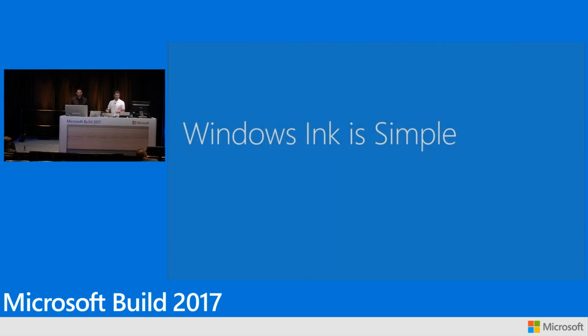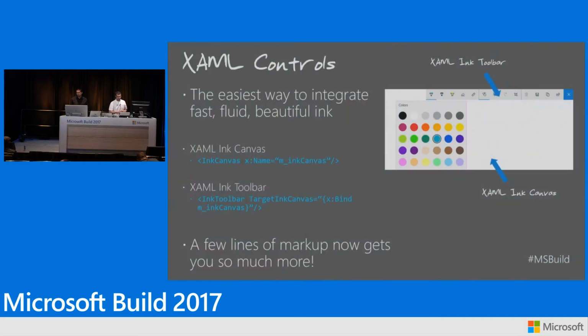Now, you may be asking, maybe you haven't built an inking app. How do I get started? Well, the great news is, with Windows Ink, it's simple. The simplest way you can get fast, fluid, and beautiful inking into your application is to leverage our drop-in XAML controls. The most important of these is a XAML Ink canvas. It's what gives you a rendering surface for the built-in Windows Ink brushes, specifically the ballpoint pen, the pencil, and the highlighter. Even if you aren't building with XAML, we've got you covered. Ink Presenter, which is the underlying component that does wet ink rendering, is available to you on Win32 as well.